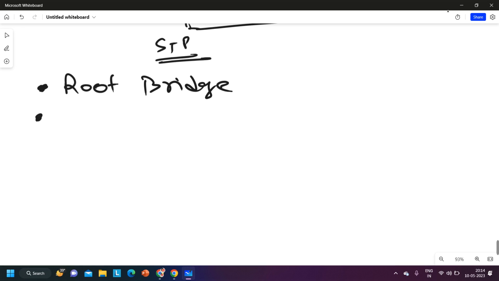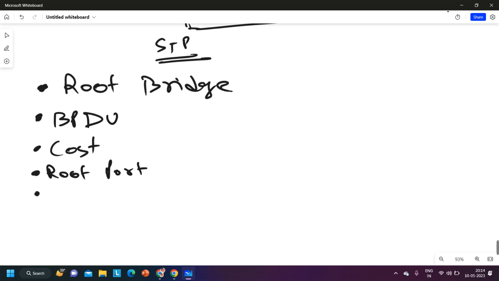Second terminology is BPDU. Third terminology is cost. Cost to reach root bridge, or you can say cost path to reach root bridge. Okay, let me say cost only over here. There are two types of cost, we will understand, don't worry. Fourth thing is root port, and fifth one is designated port. These terminologies are very important, guys, in basics. Done.